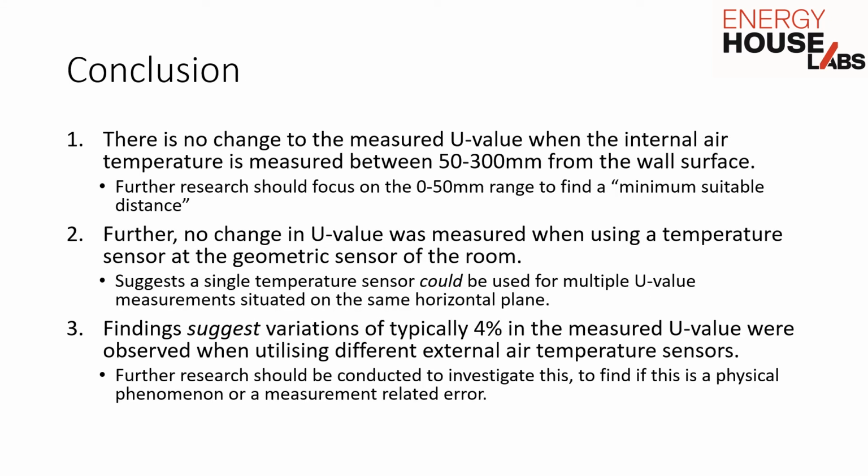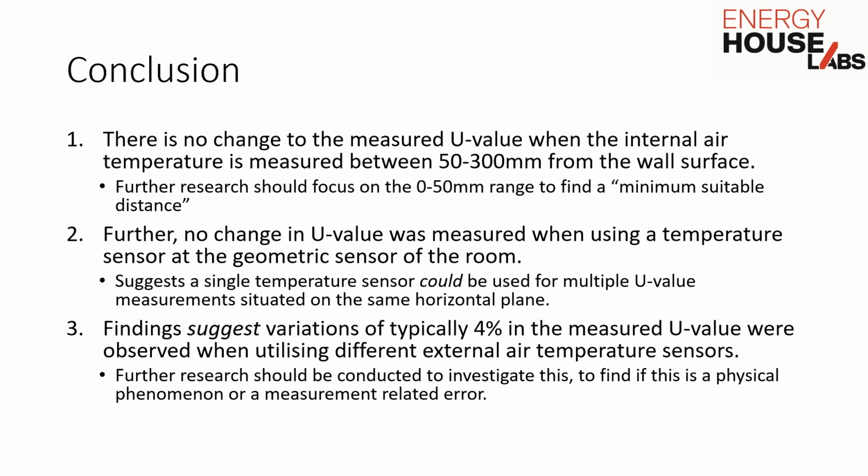So, to conclude, there was no change in the measured U value when the internal air temperature was measured between 50 and 300 mm from the wall surface. In fact, there was no change when using a temperature sensor at the centre of the room. One benefit of such a finding is that a single air temperature sensor could be used for multiple heat flux plate measurements, assuming all were on the same horizontal plane and that other environmental factors would not affect the measurement. Further research should focus on the surface to 50 mm range to find a minimal suitable distance for temperature sensor location.